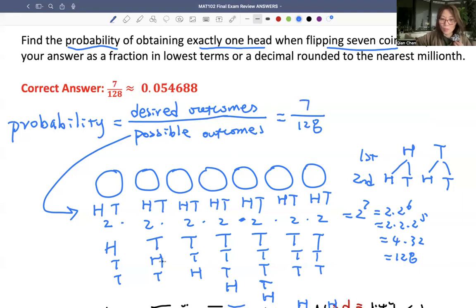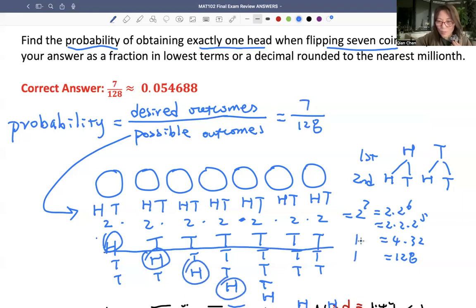So here we do not multiply, right? Because this is one desired outcome. So one head, which is the first one to be a head. And the second one is a desired outcome, which is the second one to be a head. So the third one to be a head, the fourth one to be a head. So that's why we add them. So we add them, we'll get 7. So it's 7 out of 128.